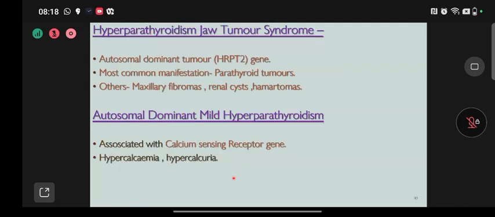Then coming to hyperparathyroidism jaw tumor syndrome, there is an autosomal dominant tumor suppressor gene which is responsible for the syndrome, and the most common manifestation is the parathyroid tumor, along with association of maxillary fibromas, renal cysts, and hamartomas. Then coming to autosomal dominant mild hyperparathyroidism, it is associated with the CaSR gene, and there is hypercalcemia and hypercalciuria.